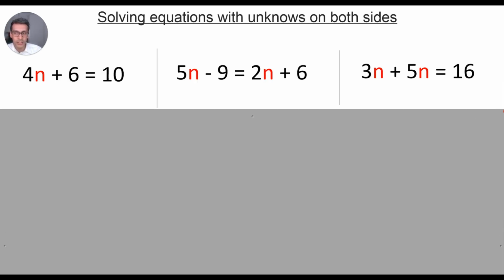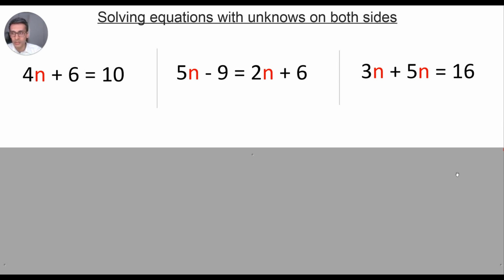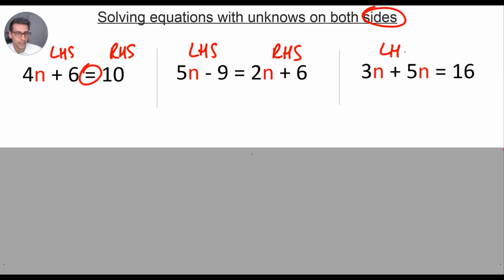So on this slide I've got three different equations, and before we start we're just going to talk about what we mean by unknowns on both sides. By sides we're referring to the right hand side and the left hand side of the equals sign. In this case you also have a left hand side and a right hand side, and a left hand side and a right hand side. Unknowns are just referring to the variables which are already highlighted in red. In this case we used n, but they can be any letter as long as they are matching.